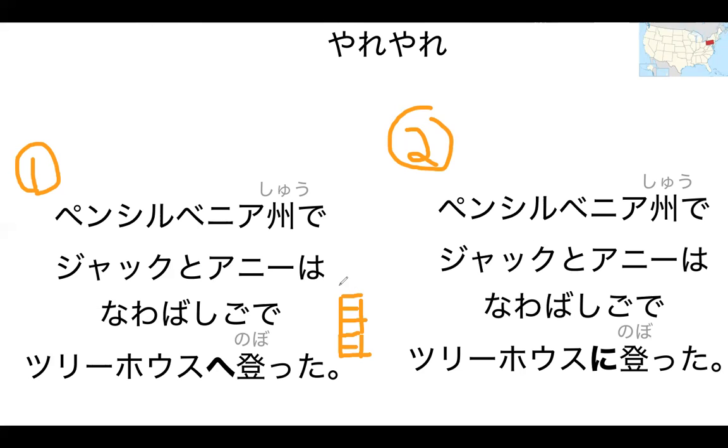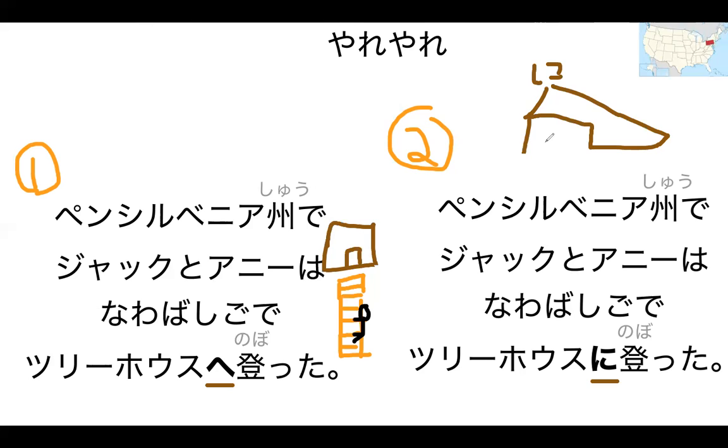And how about you read number two as well? Jack to Annie wa nawabashigo de tree house ni nobotta. So it's e and ni, which are different. But e and ni in these contexts have the same meaning. Basically, ni has extra meanings. It's like a big daddy, and inside of ni is e. So e is used with location to have the same meaning that ni has here, and it's used to add flavor to sentences.